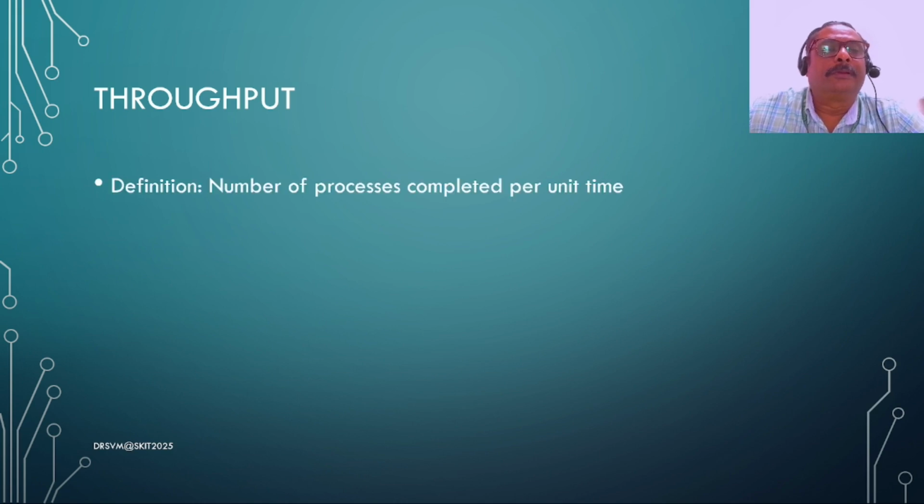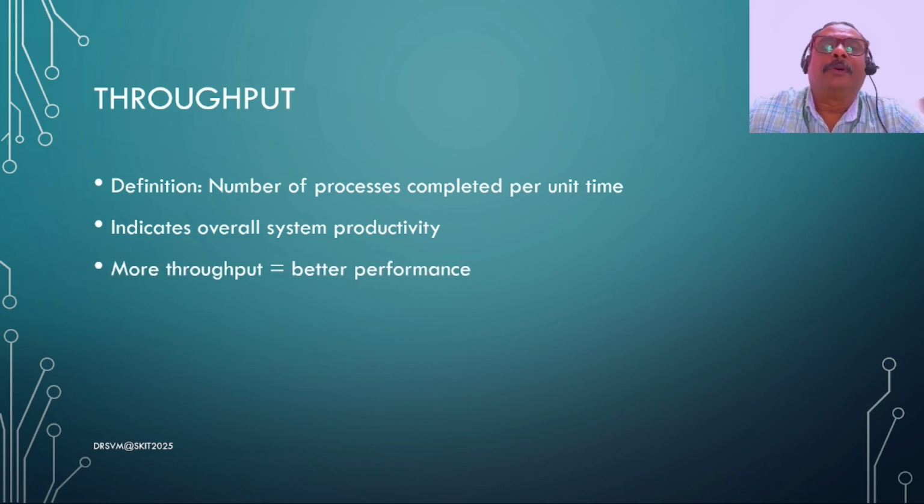Then comes throughput. It is the number of processes completed per unit time. In a given multitasking, multi-programming environment, the number of processes being completed in any given unit time is what is defined as throughput. It indicates the overall system productivity, and it all depends on how the processes are being scheduled. Throughput is one of the important metrics to find out which scheduling technique is better for a given situation. The more the throughput, the better the performance of the system.